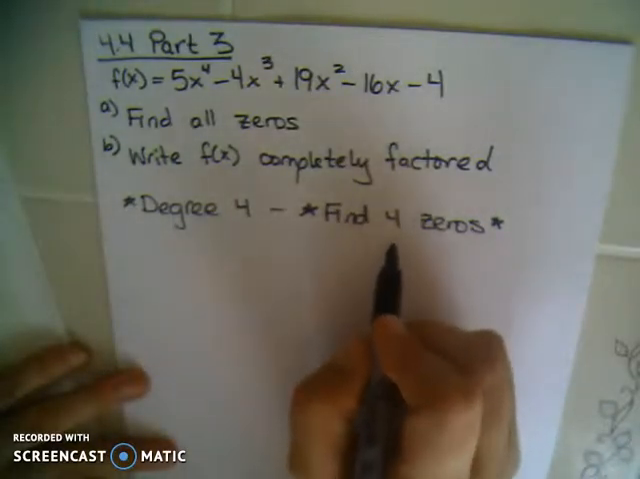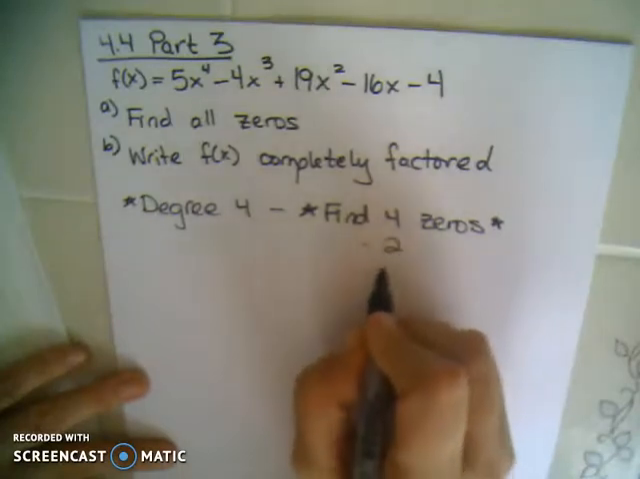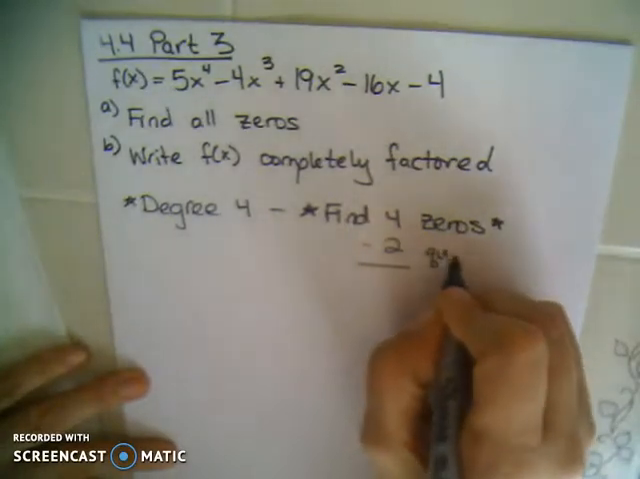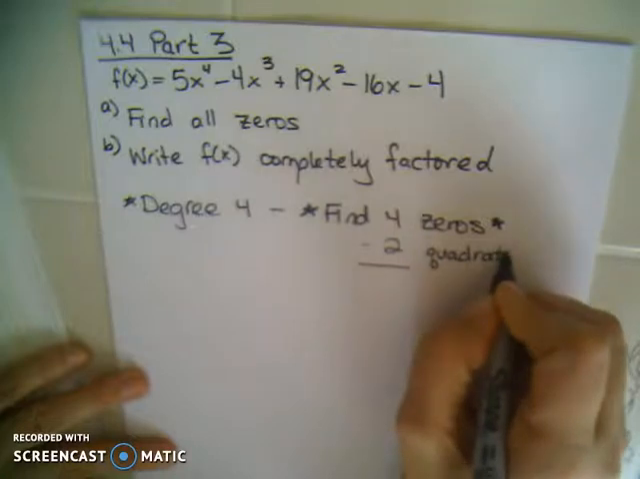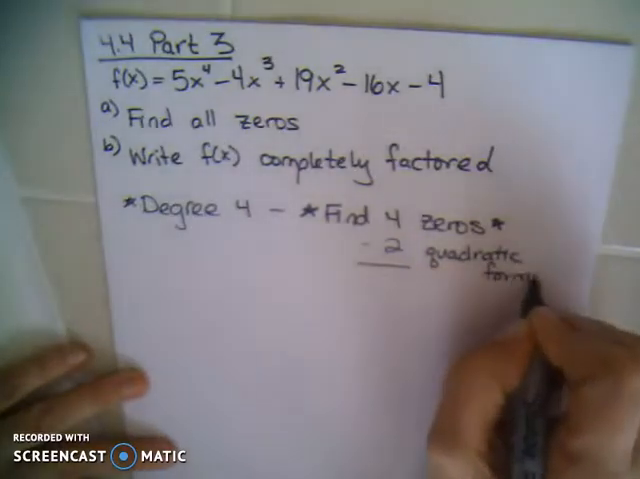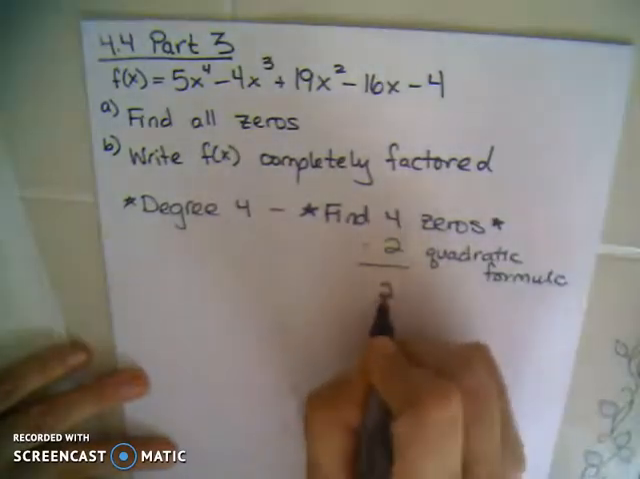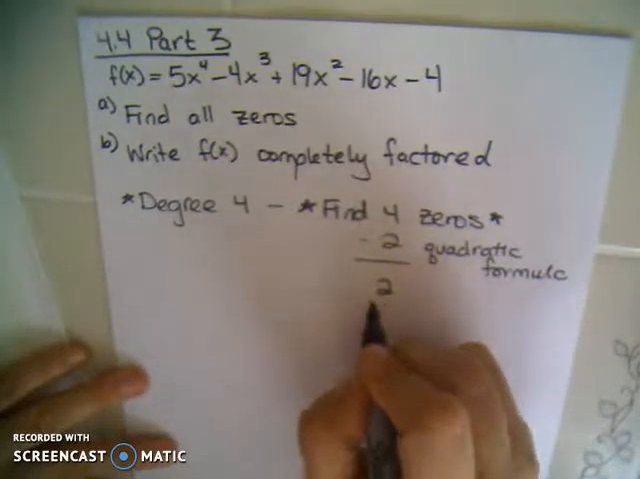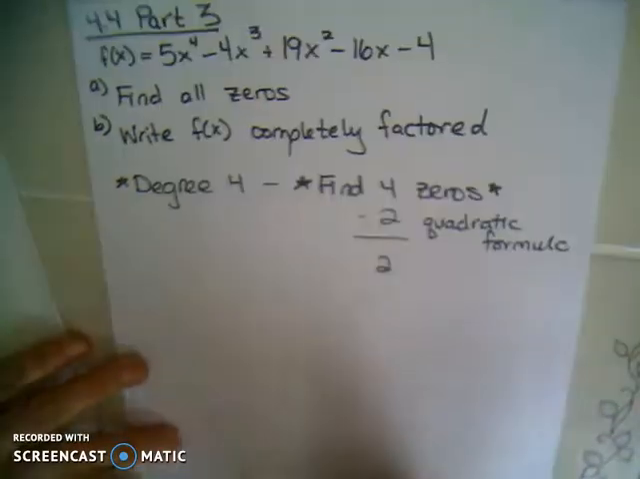We're always going to find the last 2 with the quadratic formula. Which means there are 2 left to find with this method that I'm about to show you.